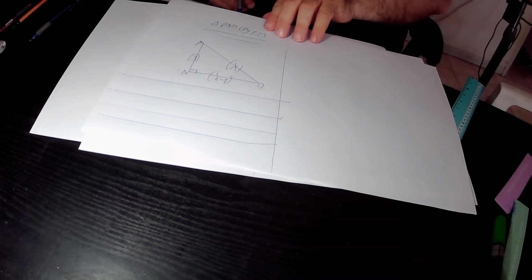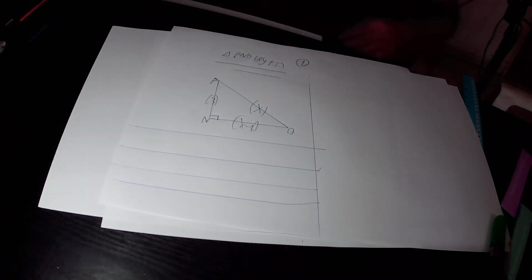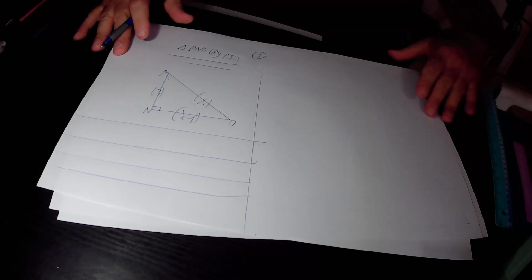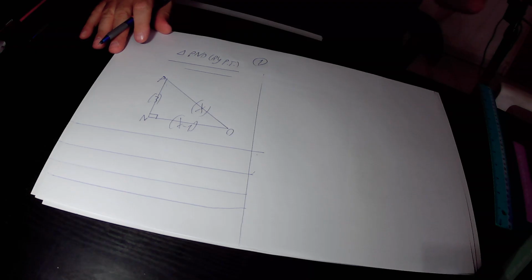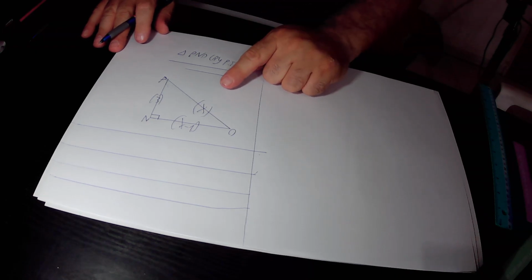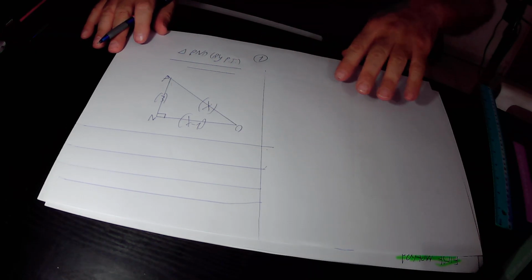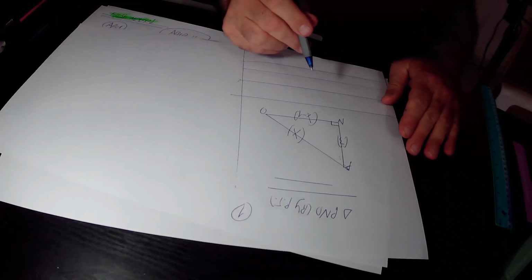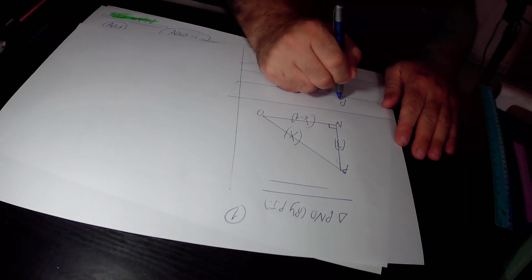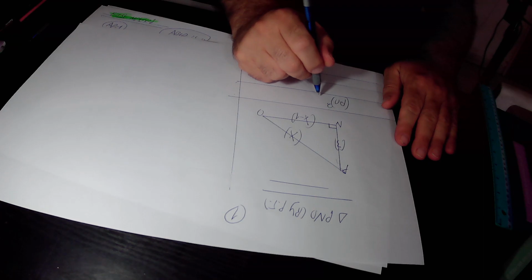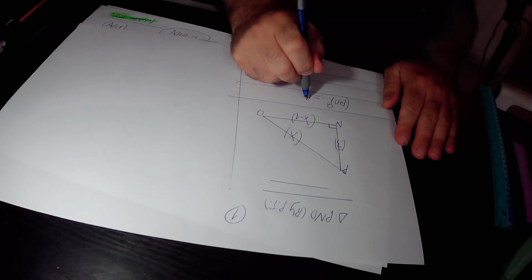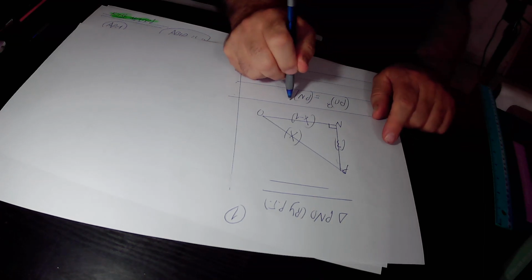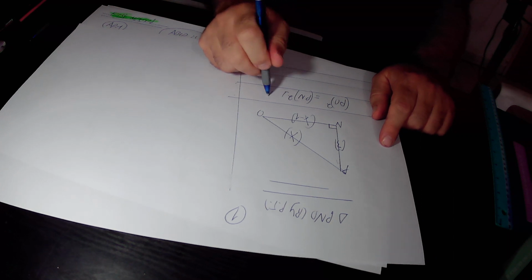Okay, this is the right triangle PNO that they copied from the original drawing. According to the Pythagoras theorem, in this right triangle PNO, PO squared, that is the square of the hypotenuse, equals PN squared plus NO squared. So I write it down. PO squared, that is the square of the hypotenuse, is equal to PN squared plus NO squared.